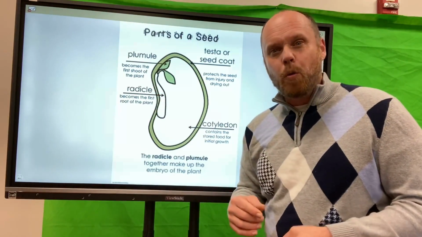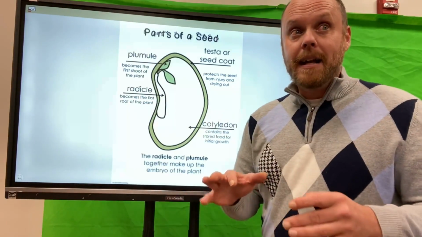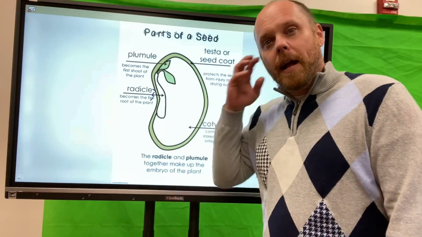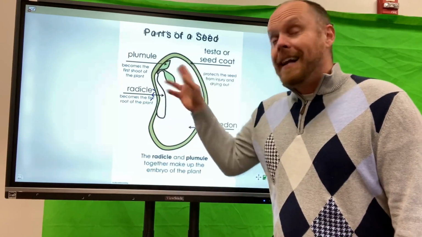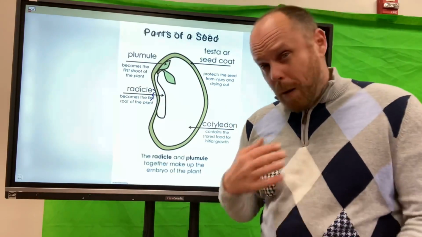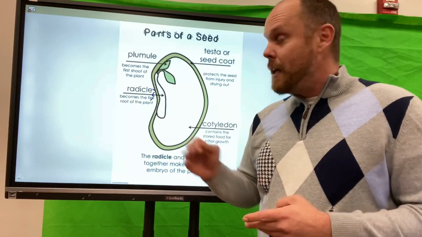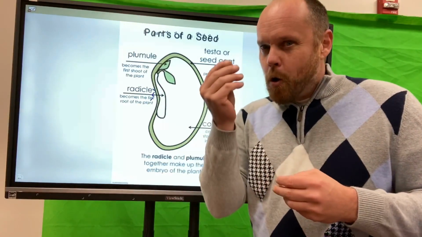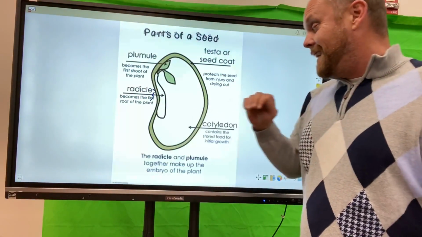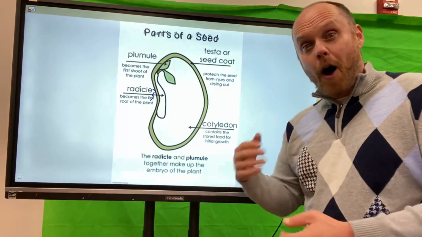Next, we have the radicle, which becomes the first root of the plant. It's through this root that the plant will be able to get its water as well as its minerals. And finally, we have the plume. Now, this plume is the first part that we get to see. Since we plant seeds underground, this is the first part that we get to see. And when you ever see something sprout or come up through, that's usually the plume. So all four of these parts together, well, guess what? This makes up the beginning of our plants.